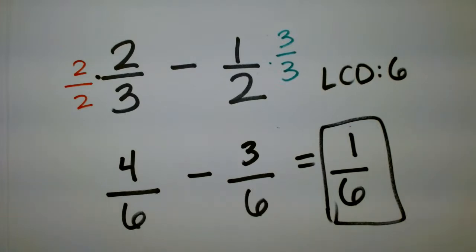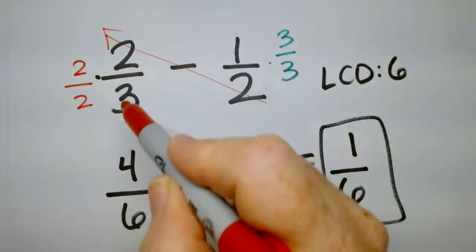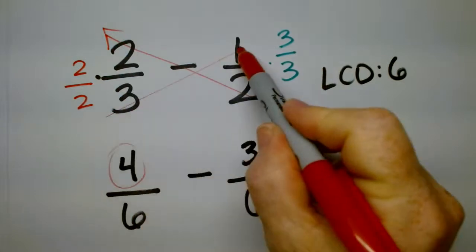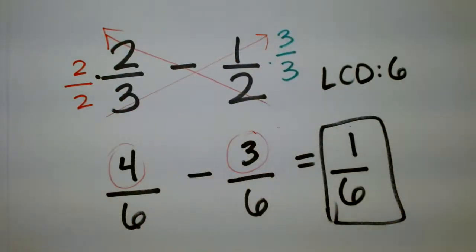Can I do that? Yes, you can, because look, 2 times 2 is 4. 3 times 1 is 3. Did you see that? It's the same thing. It's just 2 different ways of thinking about it. So you choose the way that you like best.